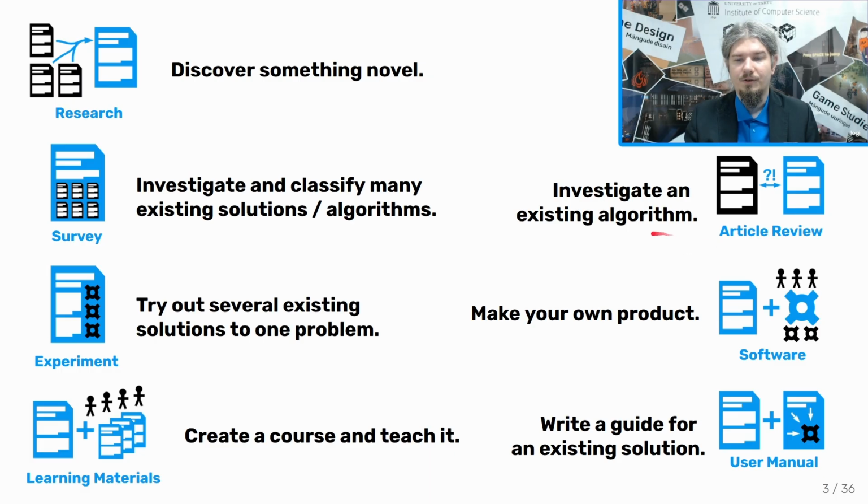In the article review, you investigate an existing algorithm. In the software type, which is the most popular, you make your own software product. And in the user manual type, you write a guide for an existing solution.